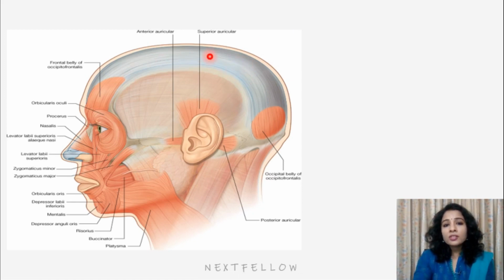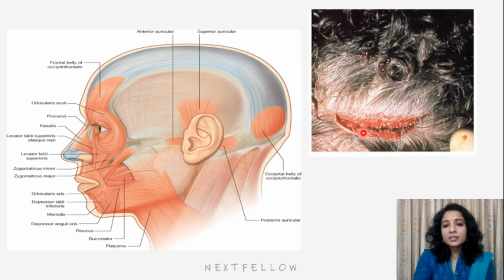It is otherwise called galea aponeurotica, connecting the two frontal bellies with the occipital bellies. The frontal bellies are attached to the skin of the eyebrows and blend with the muscles of the eye. One thing to be noted here: the frontalis does not have any bony attachment, whereas posteriorly the occipitalis is attached to the nuchal lines, which are present on each side of the external occipital protuberance.